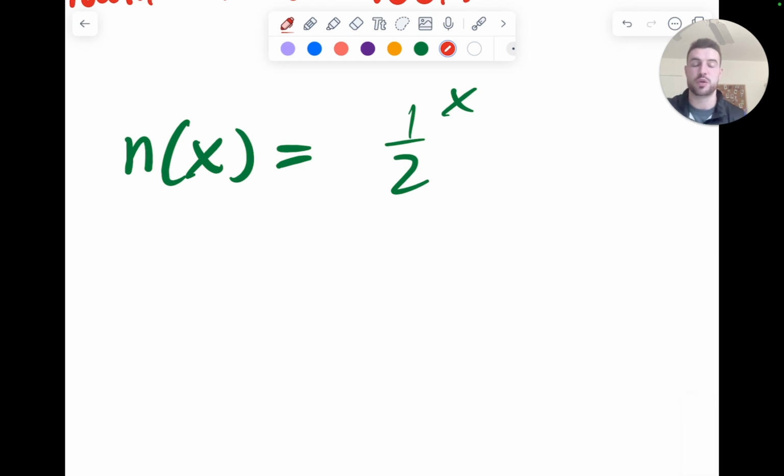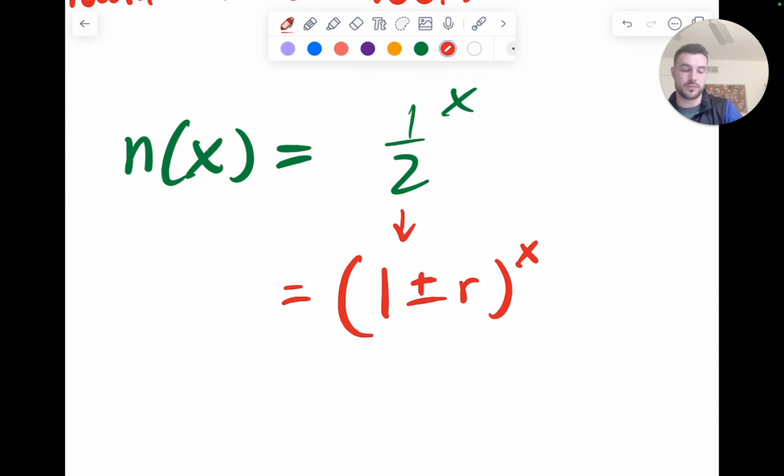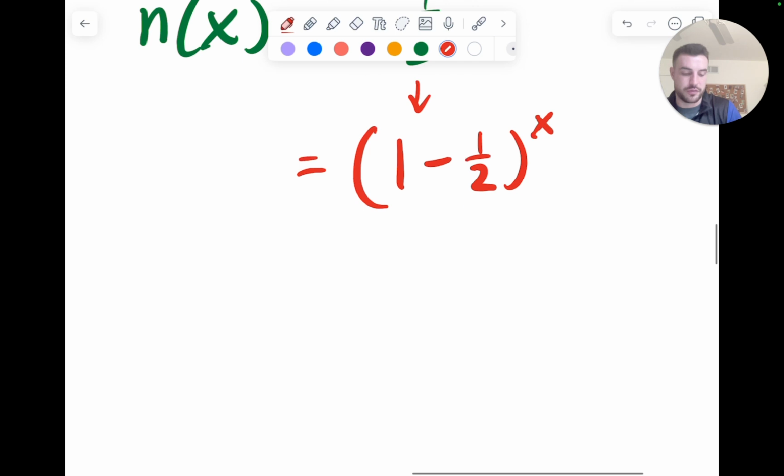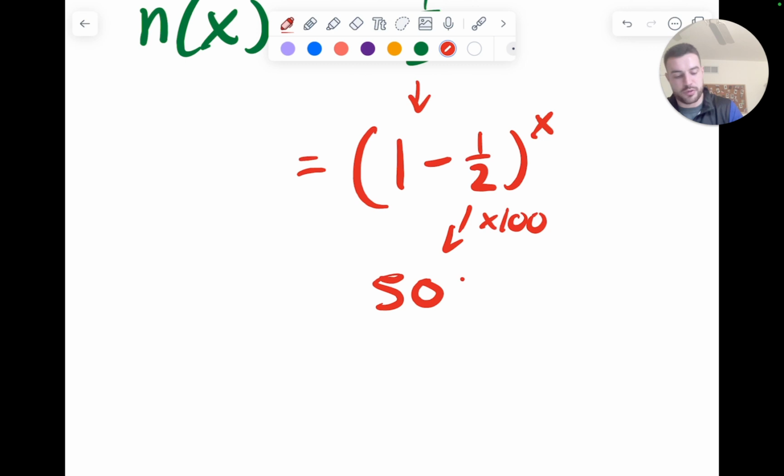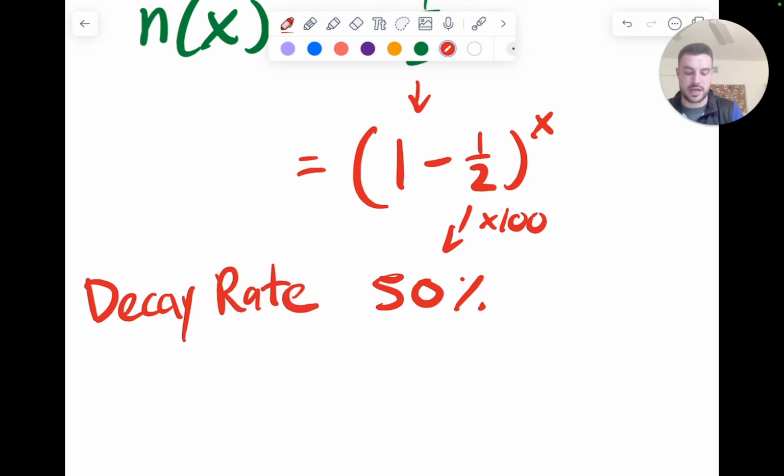Now, our last example for a problem like this is a value just like what we did in our warm-up when we graphed. Exact same idea. Rewrite it 1 plus or minus a rate to the x power. Well, hopefully we should realize that 1/2 is less than 1, so we are subtracting. And again, we are subtracting 1/2. So if I multiply that times 100, we get 50% as our decay rate.